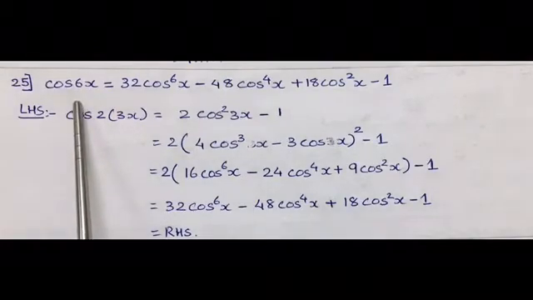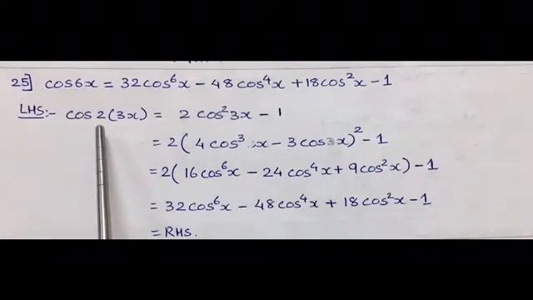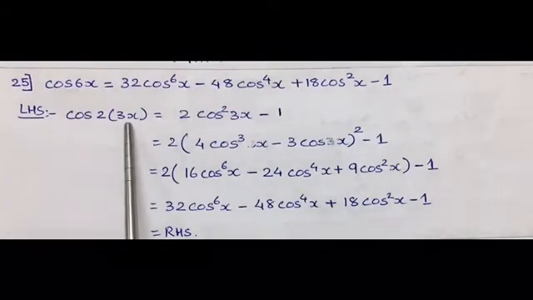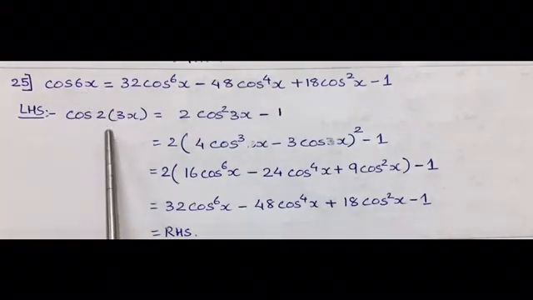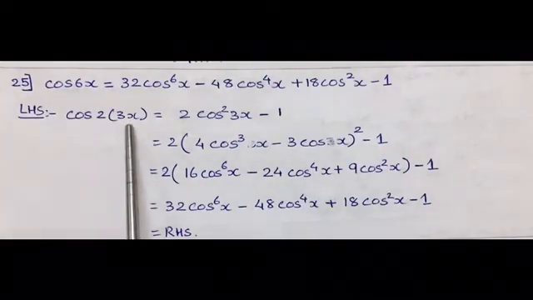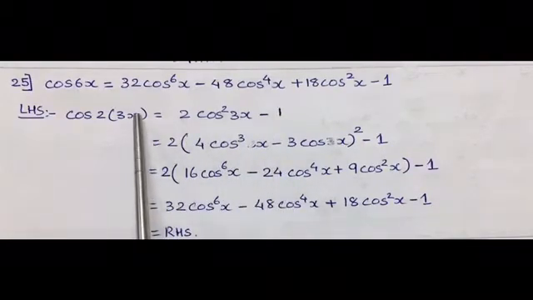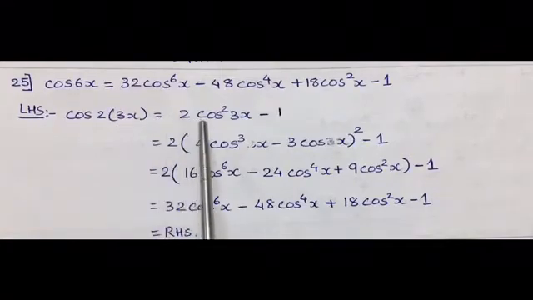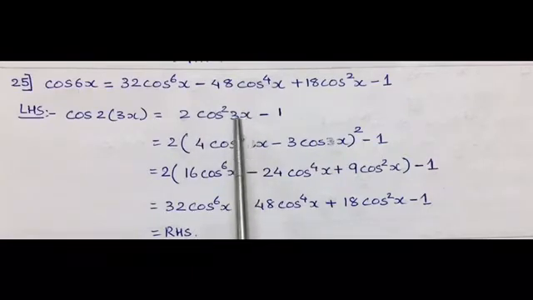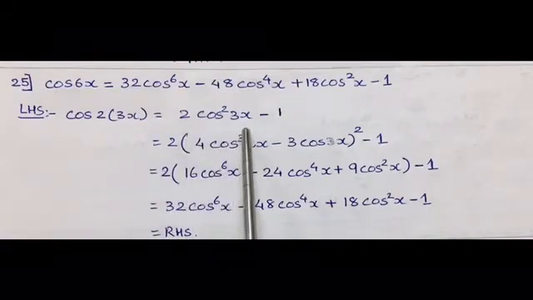Now to start with this LHS, 6x angle is expressed as 2 into 3x. So cos 2 into 3x, that is 6x, is being expressed. Now the formula of cos 2x is 2 cos square x minus 1. Instead of x, now we have 3x. So we will be keeping it in the place of x as 3x. So the formula becomes 2 cos square 3x minus 1.